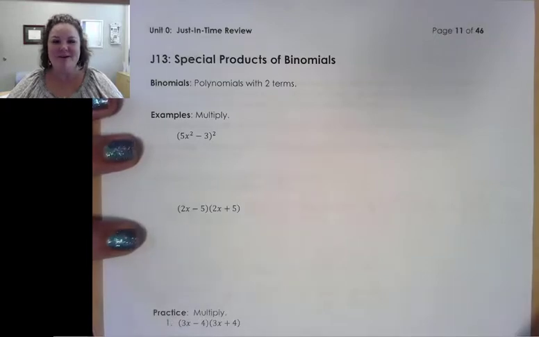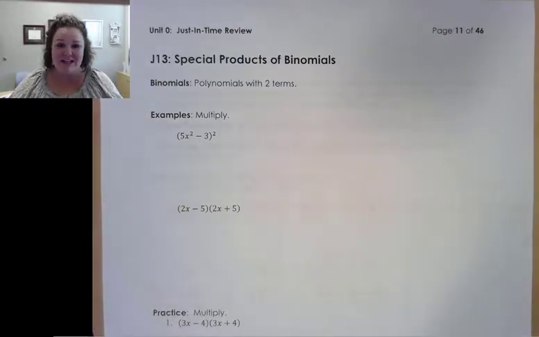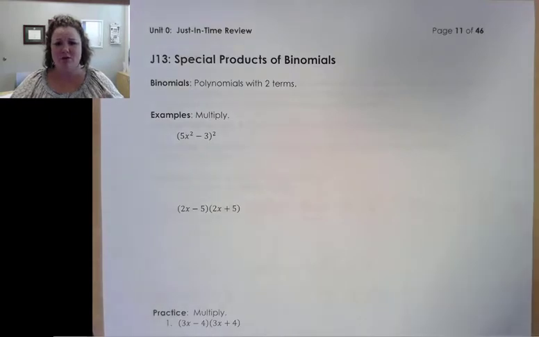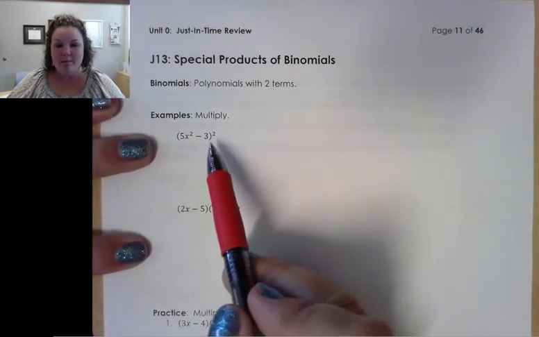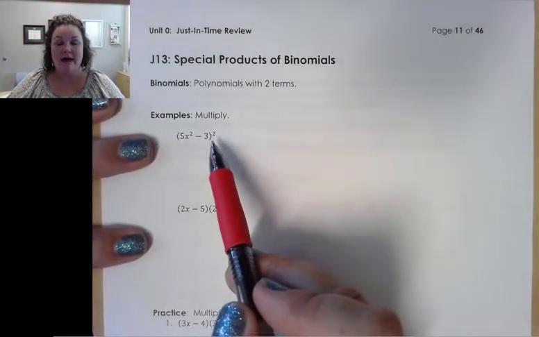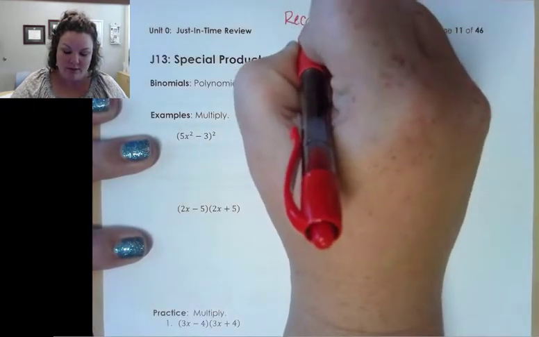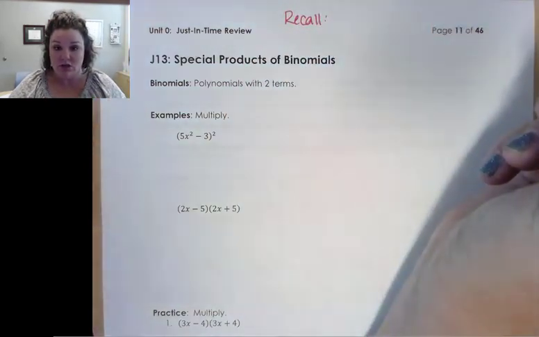All right, we're going to go ahead and move forward with J13, which is our just-in-time review section for special products of binomials. This is the same as the multiplying polynomials we did in J12. The only difference is we might see them written a little bit differently, okay? Remember when we did our exponent rules, we had a rule, so I'm just going to put up here. You don't have to write this down, but it's good to note.